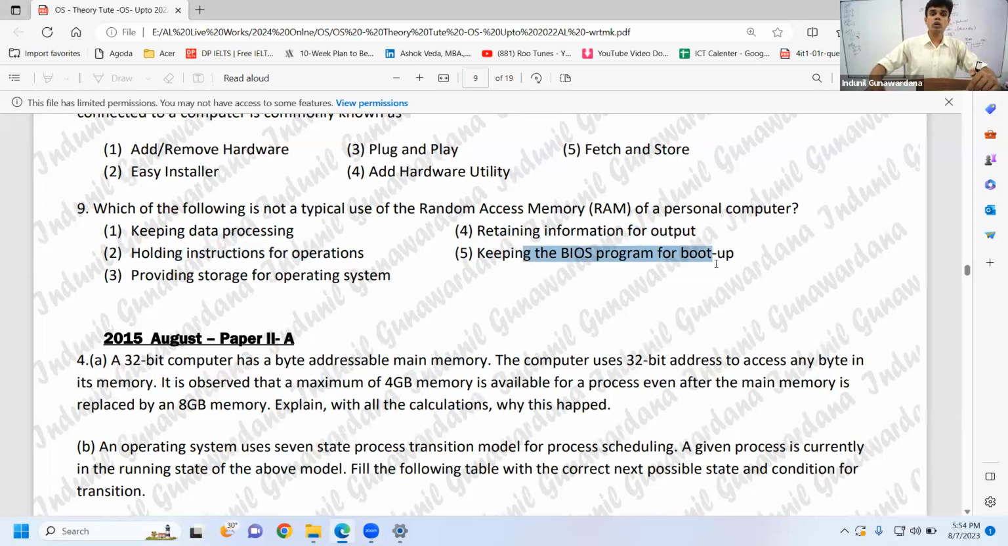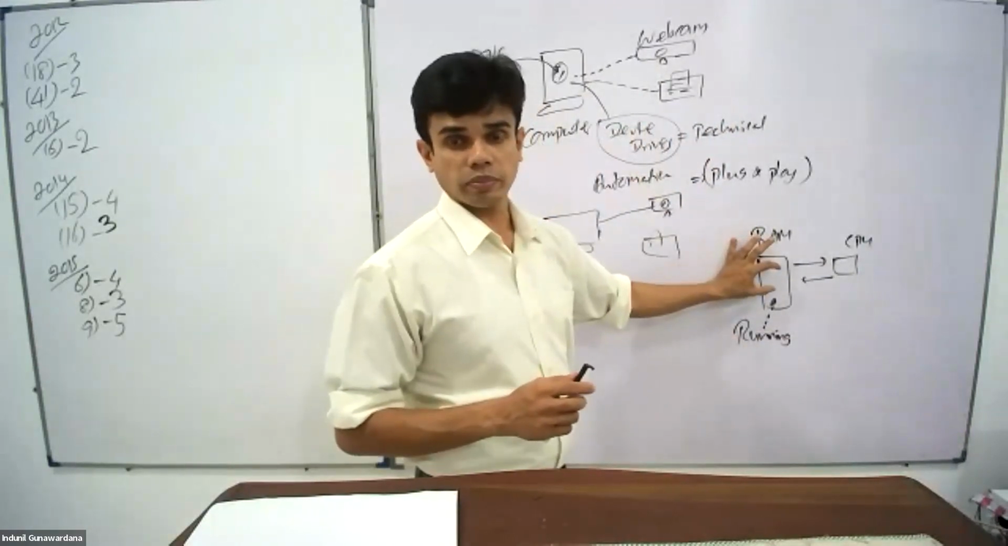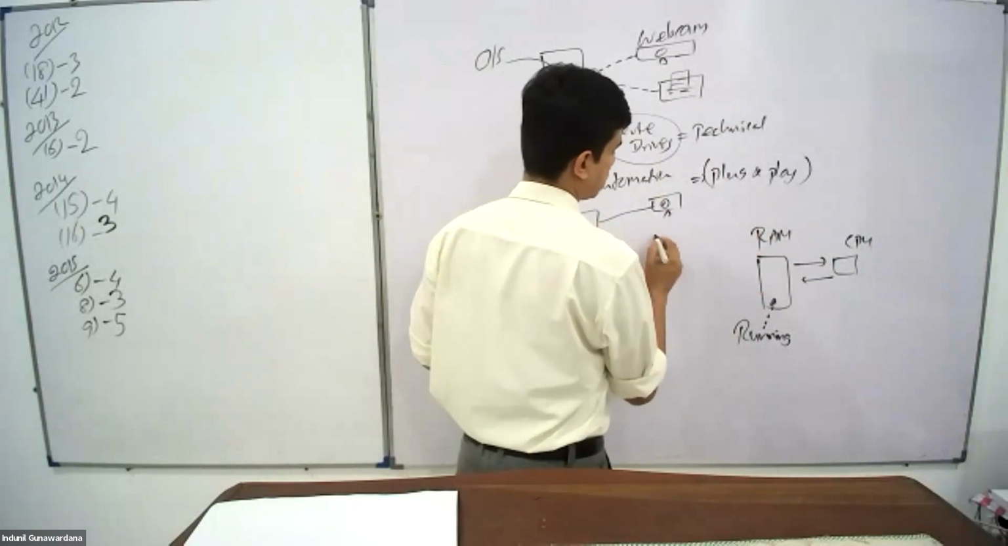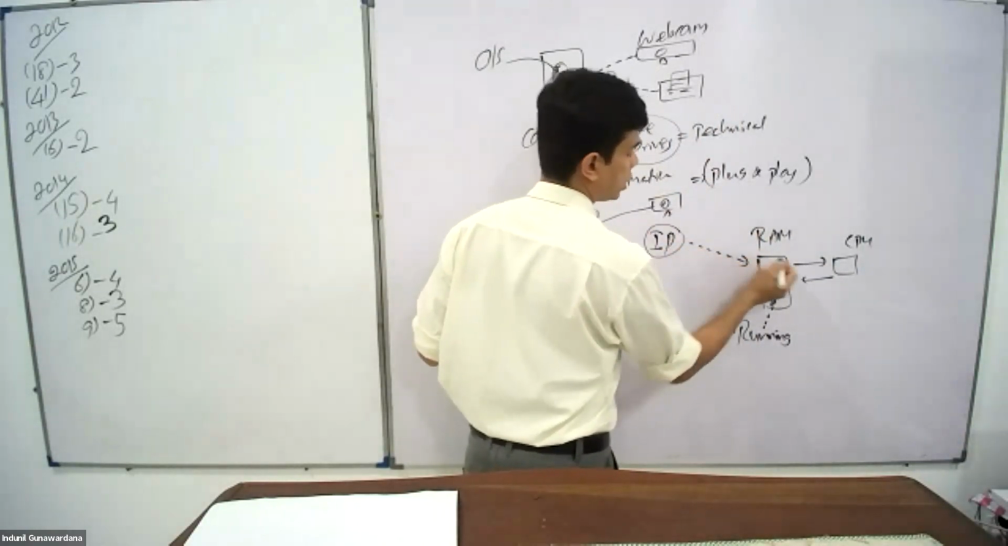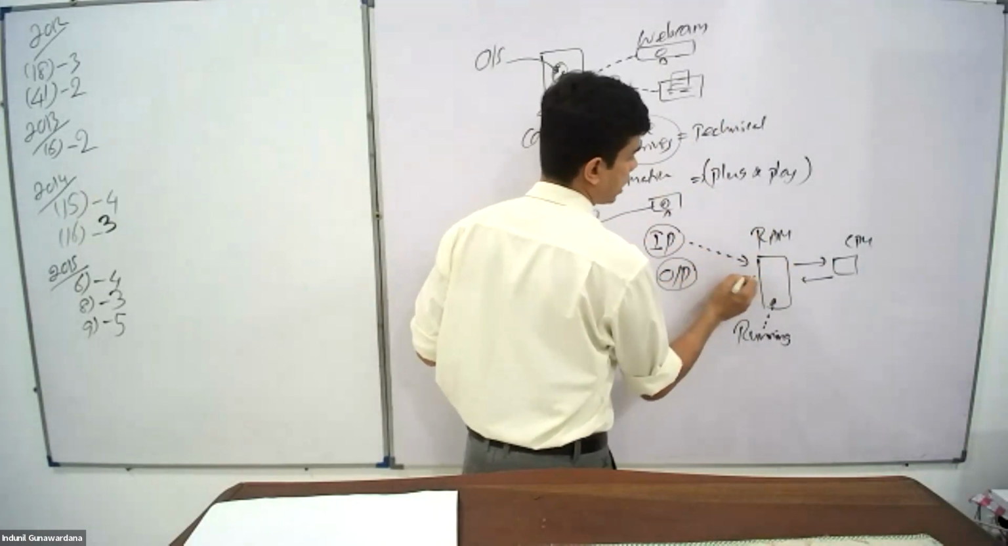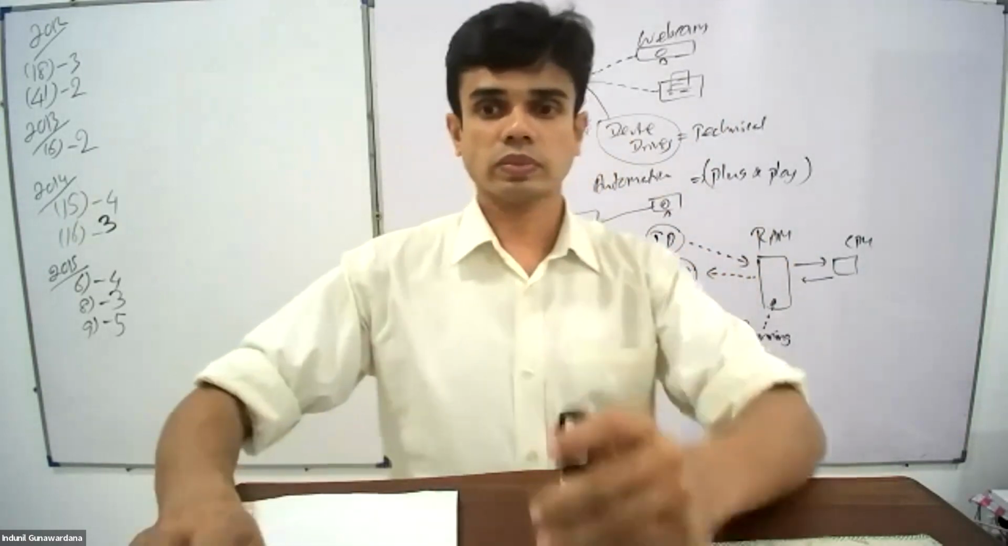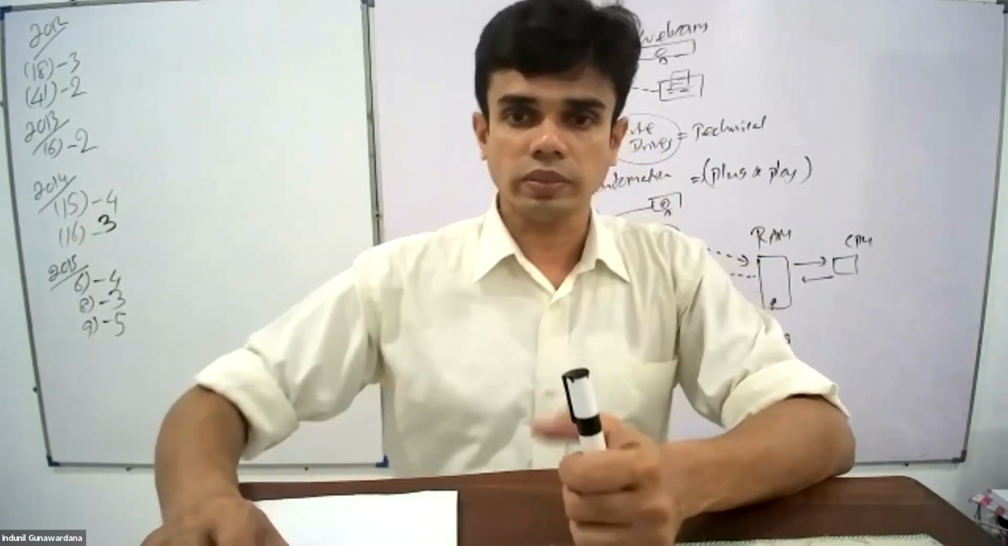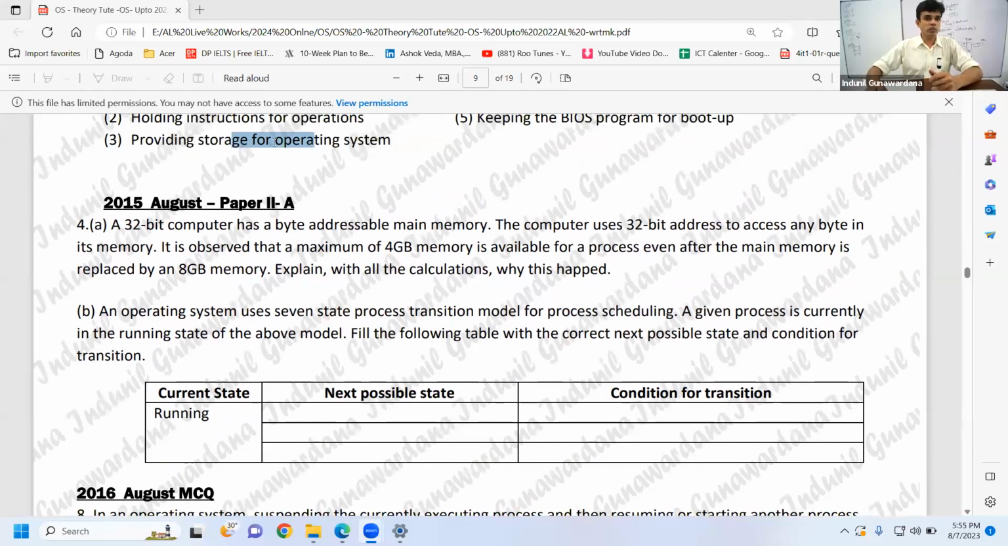Keeping the BIOS program for boot up. Where will the BIOS data be? The boot up process is available in the ROM. So that should be the answer for the 9th one, the 5th. Then the third one, providing storage for operating system. Yes, even when the OS is running, it's still there in the RAM, and all the input devices are sending data to the RAM. All the output devices are still having things from there to here. Right. That's the 2014. Then we'll go to the 2015 questions.